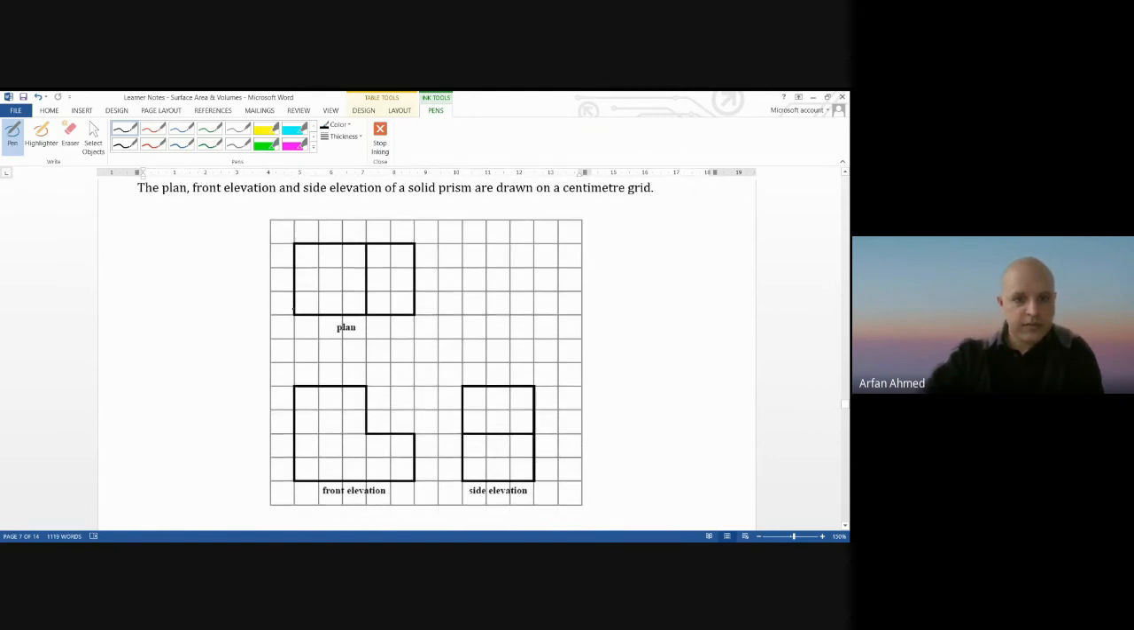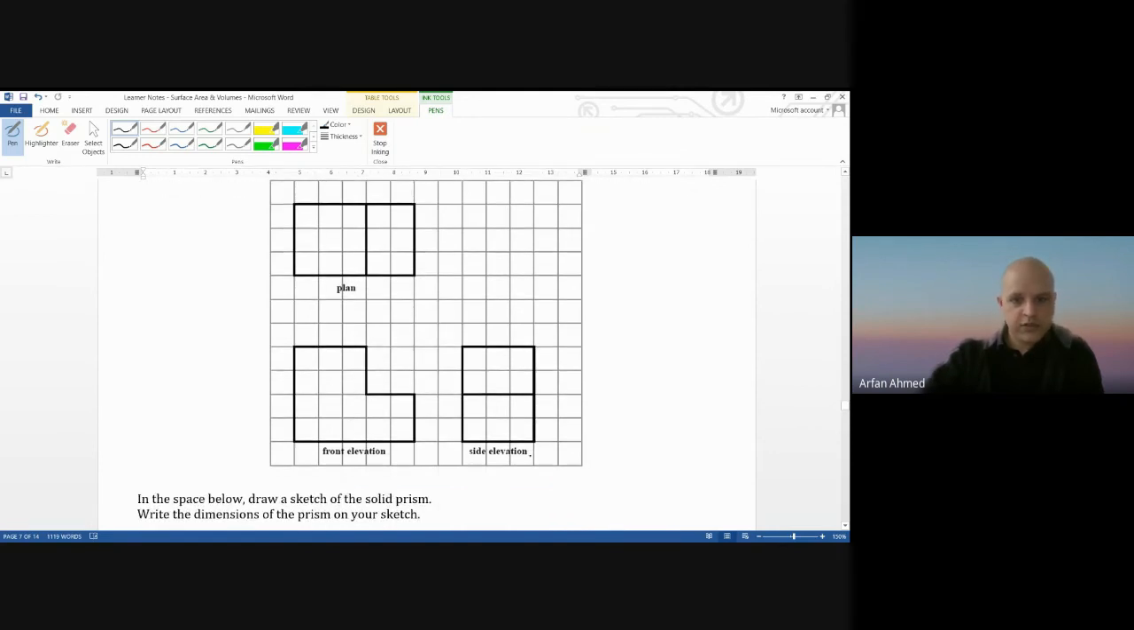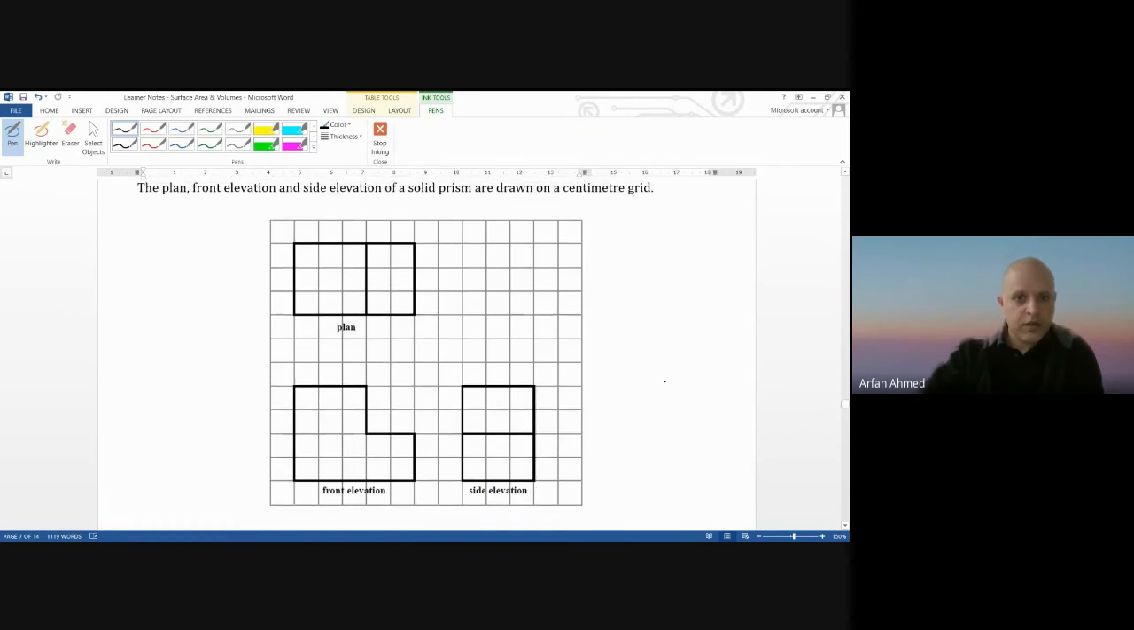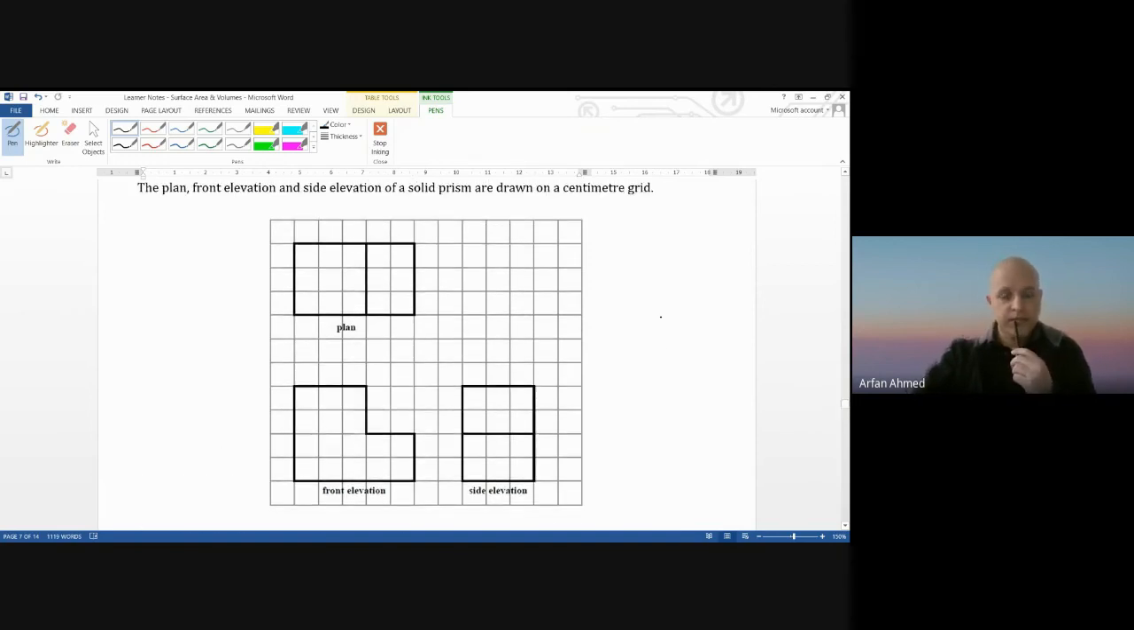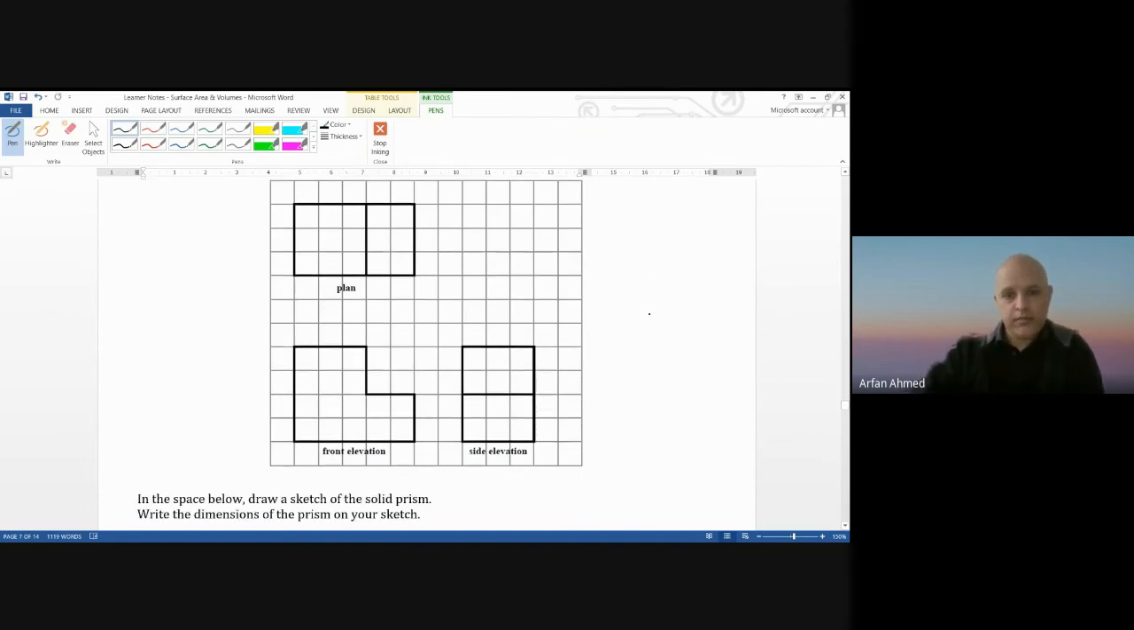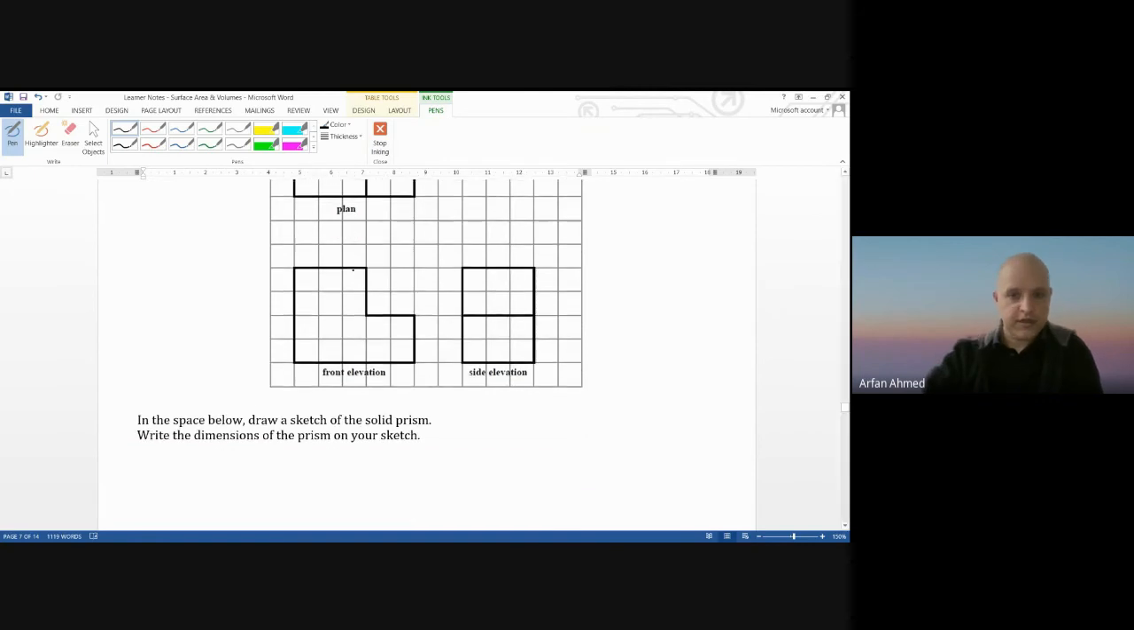So they've given us the plan, the front elevation and the side elevation on a centimeter grid. Okay. In the space below, draw a sketch of the solid prism. Write the dimensions of the prism on your sketch, right? So basically what they're saying is that this is a 3D shape. They want you to draw the 3D shape, what it is, what it looks like. So plan is what it looks like from the top, if it was from a bird's eye view. Front elevation is obviously from the front. Side elevation is obviously from the side.